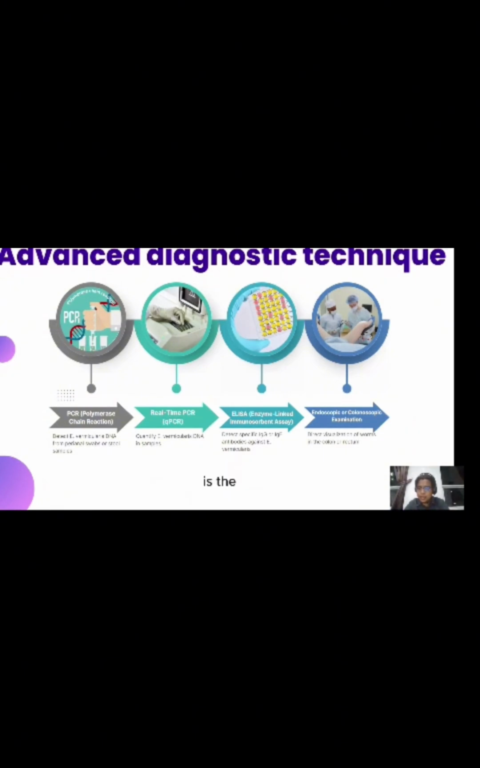Lastly is the endoscopic or colonoscopic exam. It is the direct observation of worms in the colon or the rectum, where the doctor can see a worm, which can also be seen on the anus.